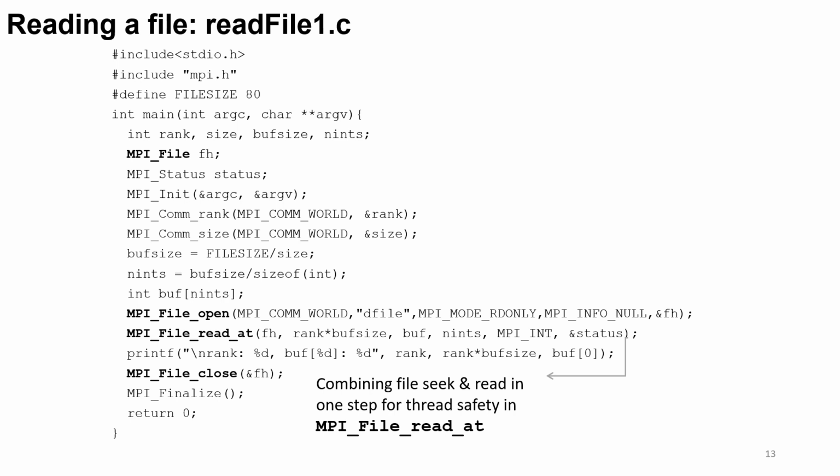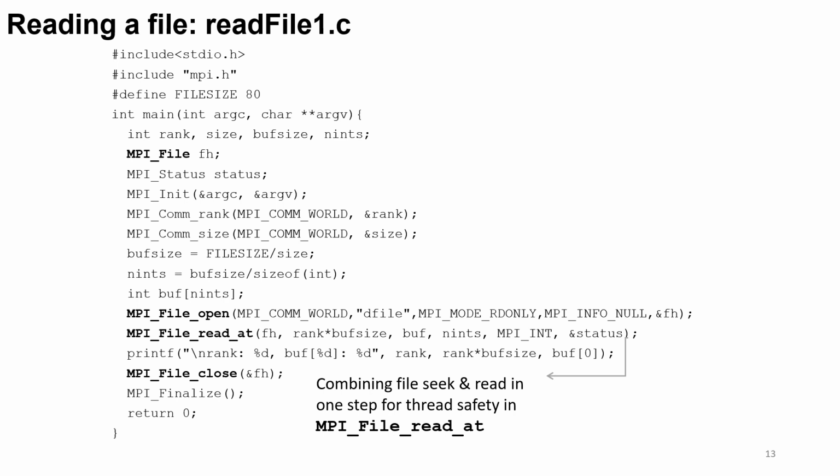So just like in the previous code, we define the file handle with fh, and then we open the file in the read-only mode. Name of the file is dfile, and then we call MPI_File_read_at, which accepts the file handle, the buffer, the number of integers involved in the reading process, and the buffer in which we want to store the read values.